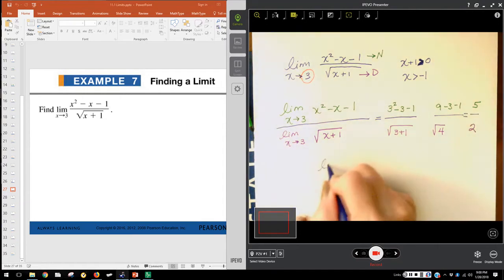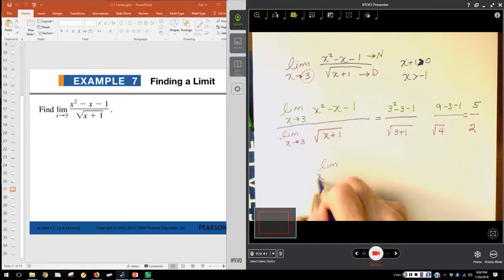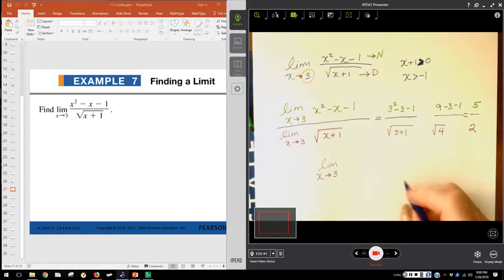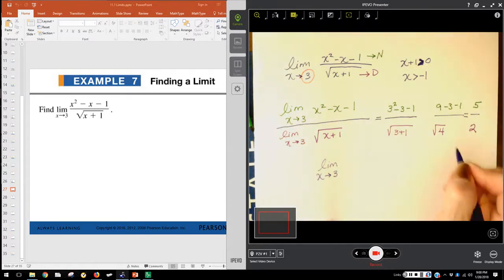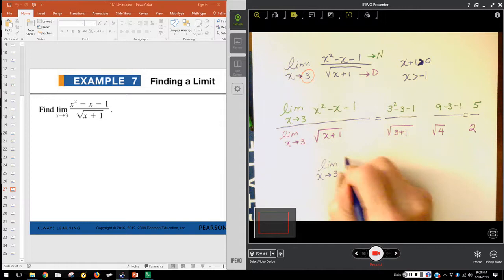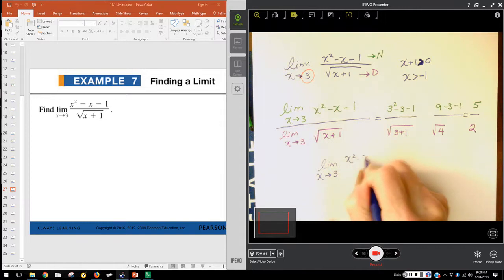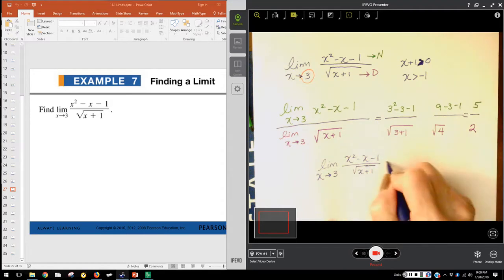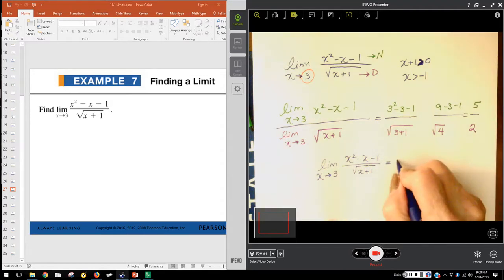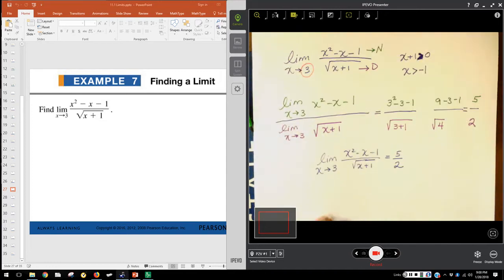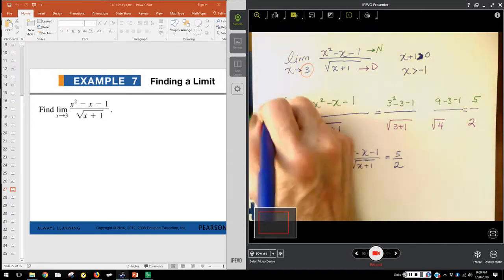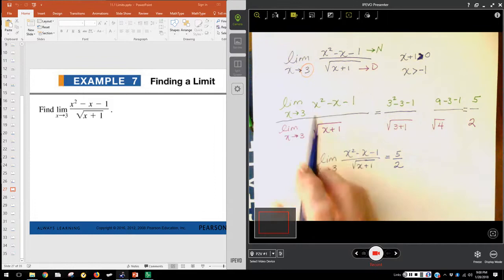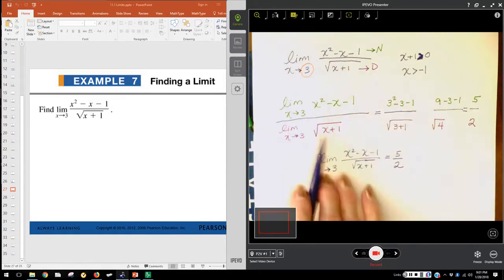Therefore, the limit as x approaches 3 for this function, x squared minus x minus 1 over the square root of x plus 1, is actually going to be 5 over 2. Now we could break that down further, as a matter of fact, because this is the rule that says that the limit of a quotient is the quotient of limits.